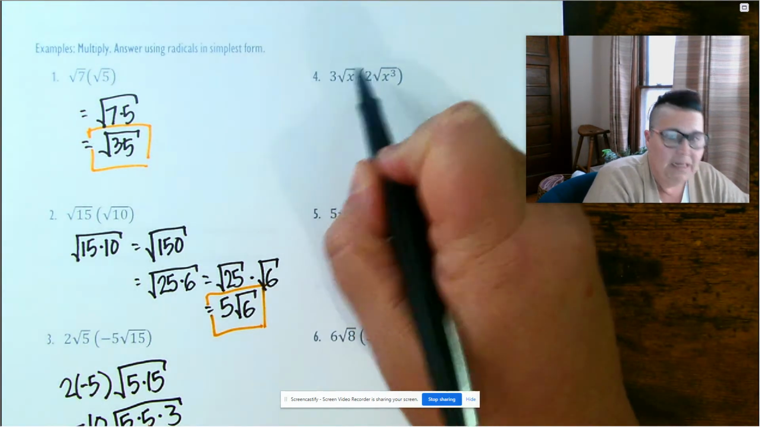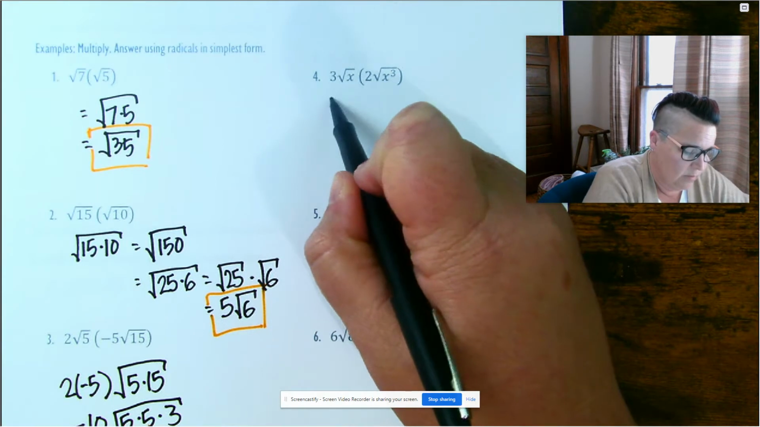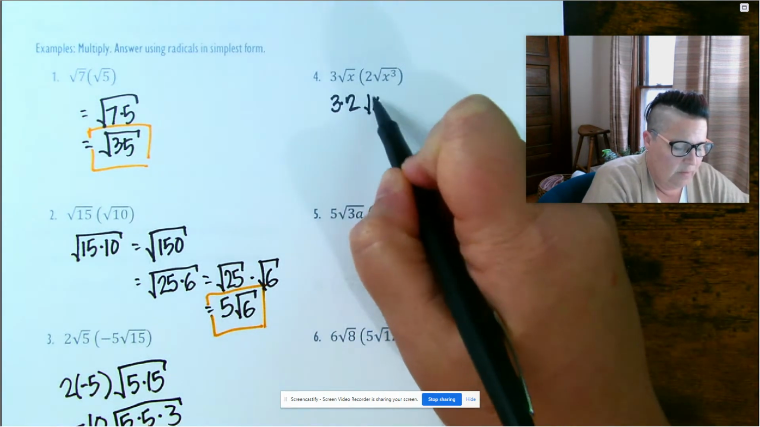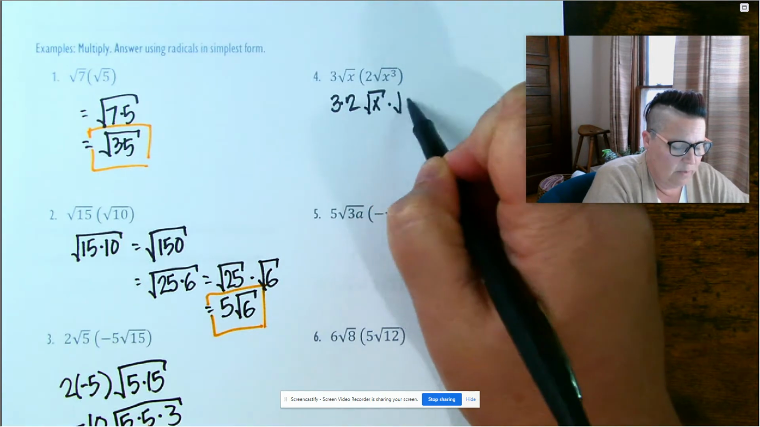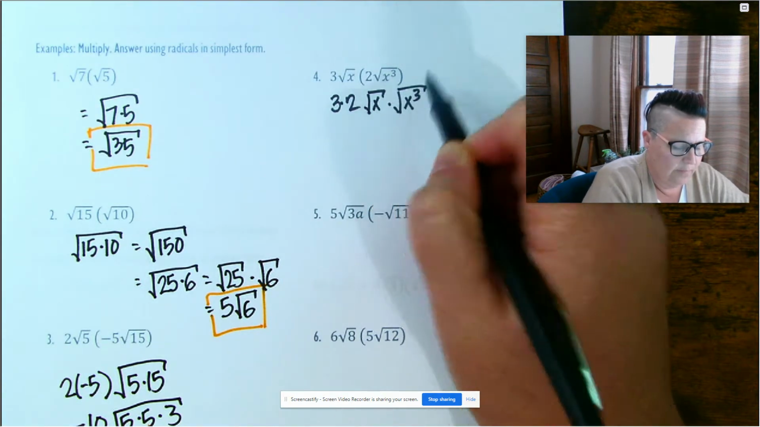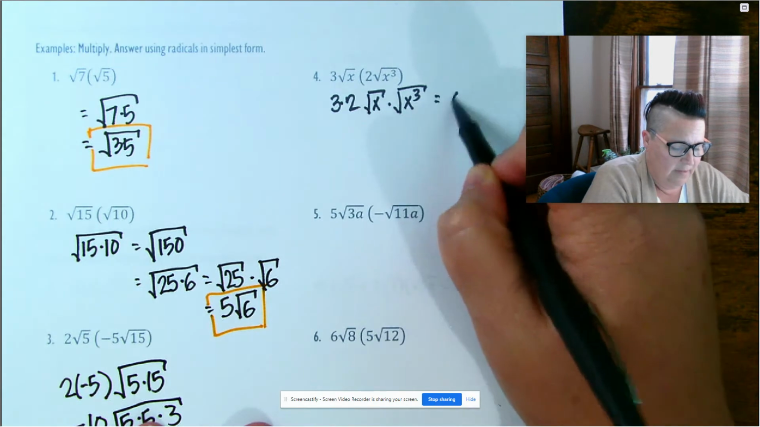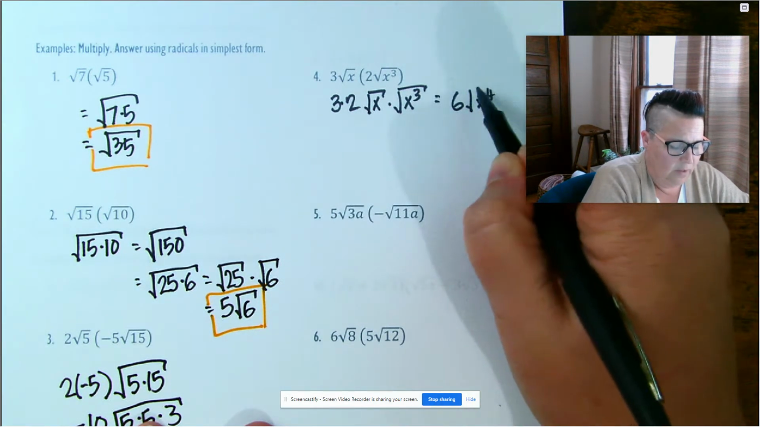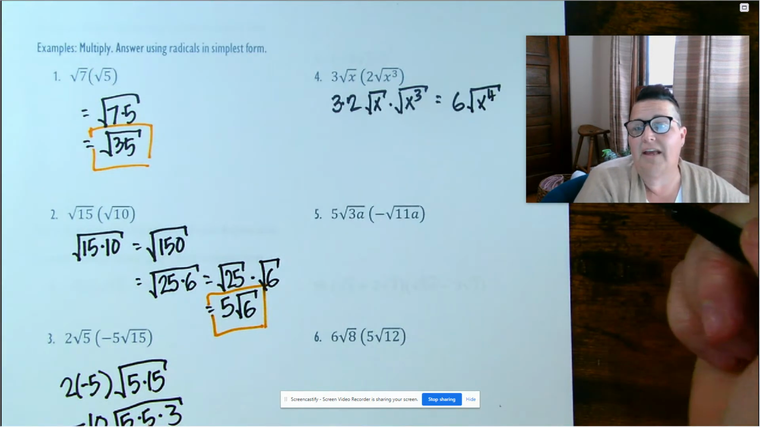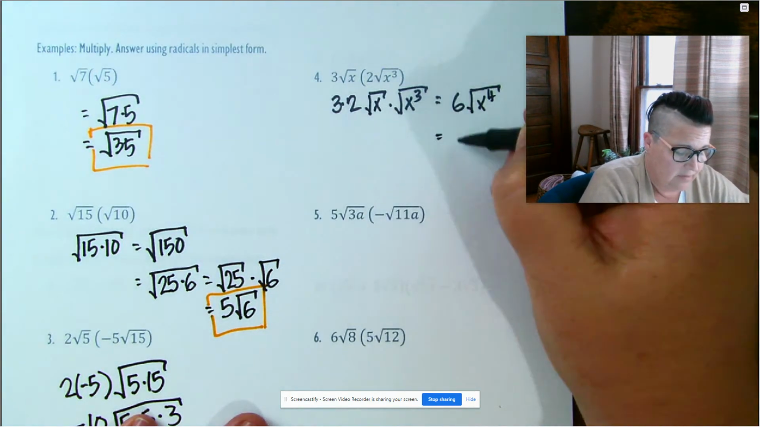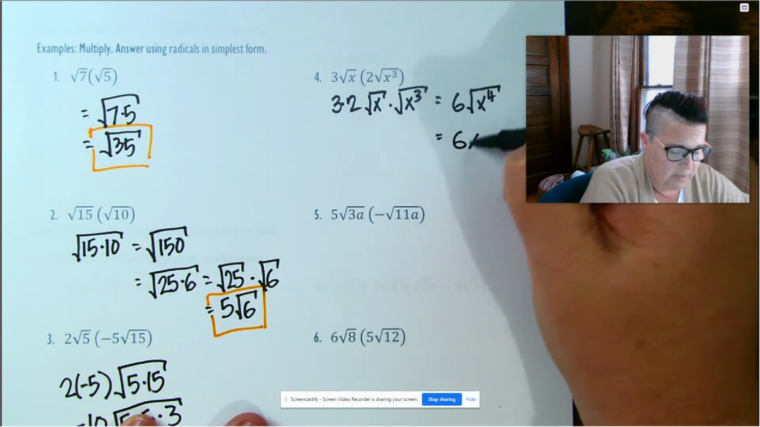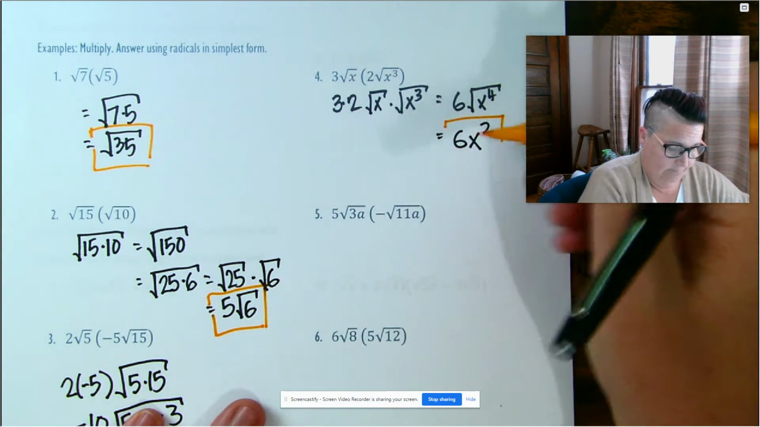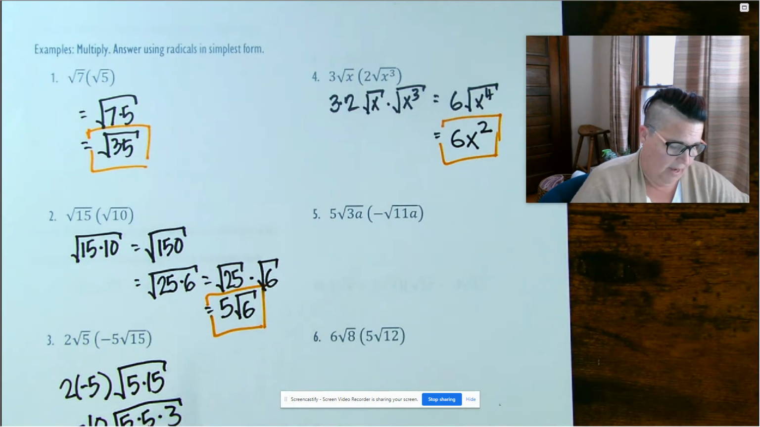Again, we have a 3 and a 2 both outside the square root. So we're going to multiply those as 3 times 2. Then we will have the square root of x times the square root of x to the third. This will give us 6, 3 times 2, the square root of x to the fourth. The square root of x to the fourth is x squared, so this will just be 6x squared. Blocking that one off.